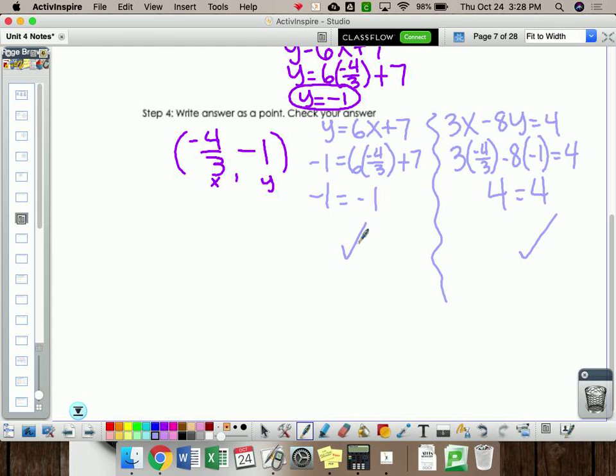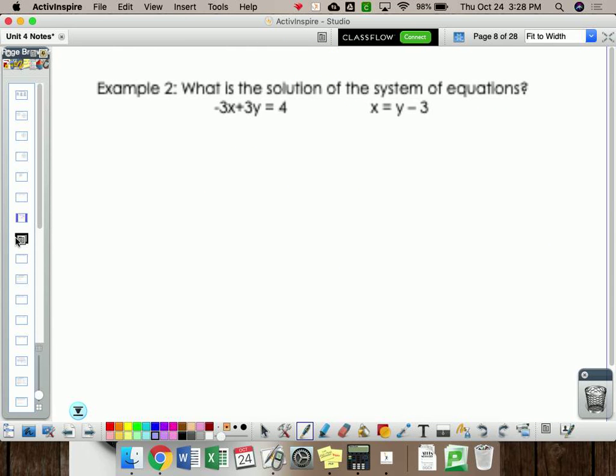Okay, let's look at another example and let's practice this substitution method. So example 2, what is the solution to this system of equations? -3x plus 3y equals 4 and x equals y minus 3. So our first step is we always have to start with the equation that already is equal to x or y. So we see right here that we have an equation that says x equals y minus 3.